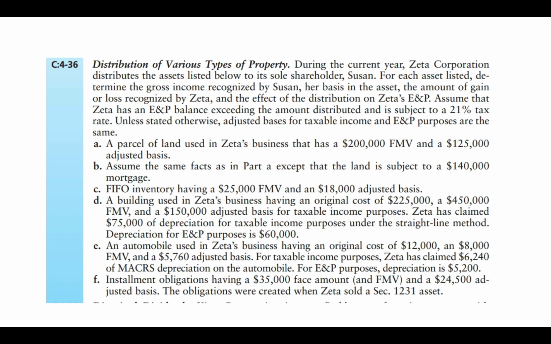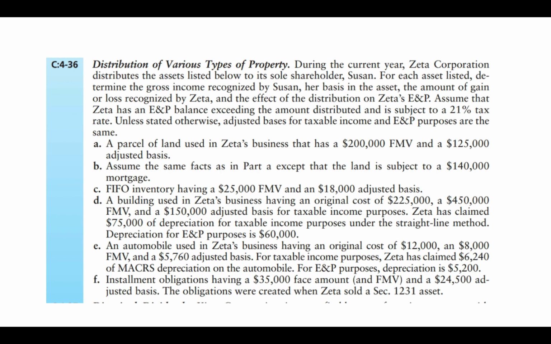All right, problem 36. During the current year, Zeta Corporation distributes the assets listed below to its sole shareholder, Susan. For each asset listed, determine gross income recognized by Susan, her basis in the asset, the amount of gain or loss recognized by Zeta, and the effect of the distribution on Zeta's earnings and profits. Assume Zeta has an E&P balance exceeding the amount distributed and is subject to a 21% tax rate. Unless stated otherwise, adjusted basis for taxable income and E&P purposes are the same.